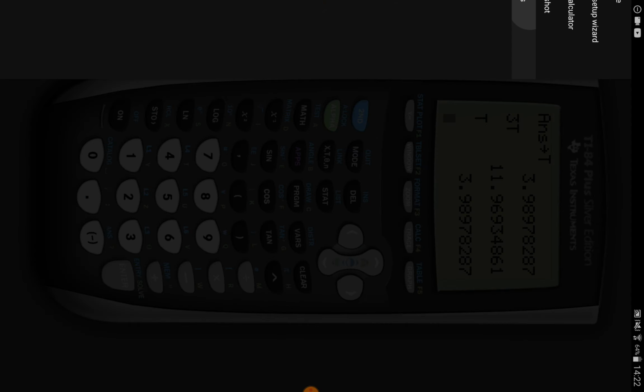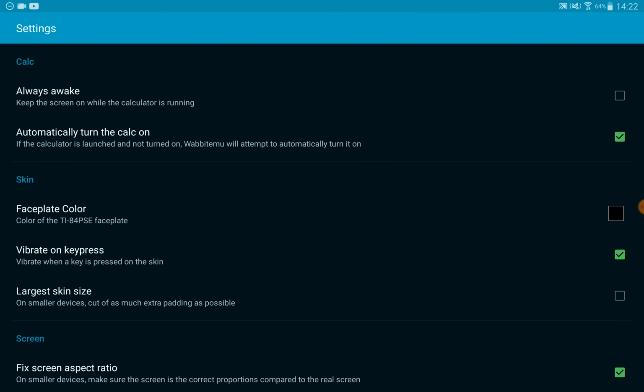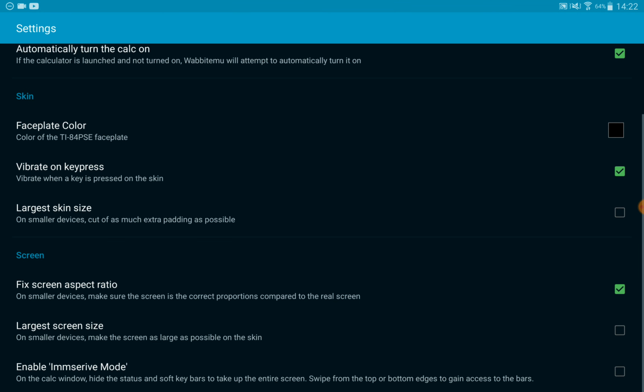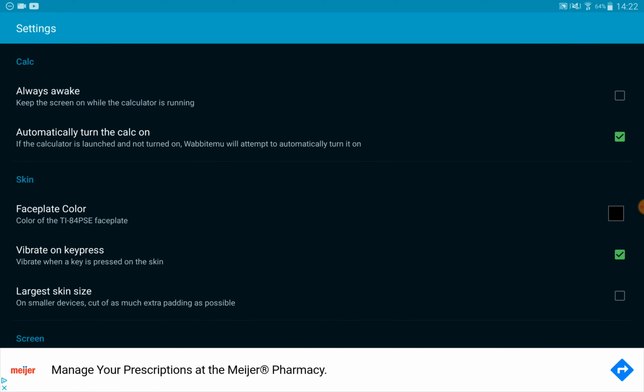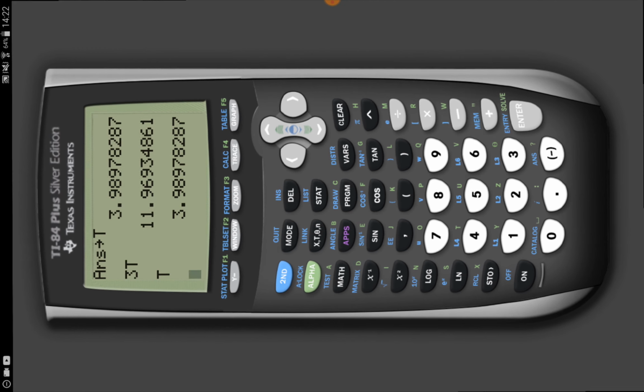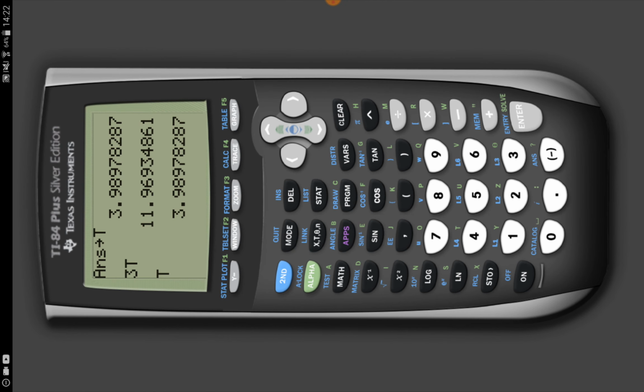Let's see if I can. I'm sorry, I was hoping that this would just automatically... Well, the settings menu automatically rotates. Faceplate, largest screen. I don't see it. Okay. Thanks for an ad, Meyer. Looks like it can't automatically rotate it, but I think you'll be able to get it anyway.